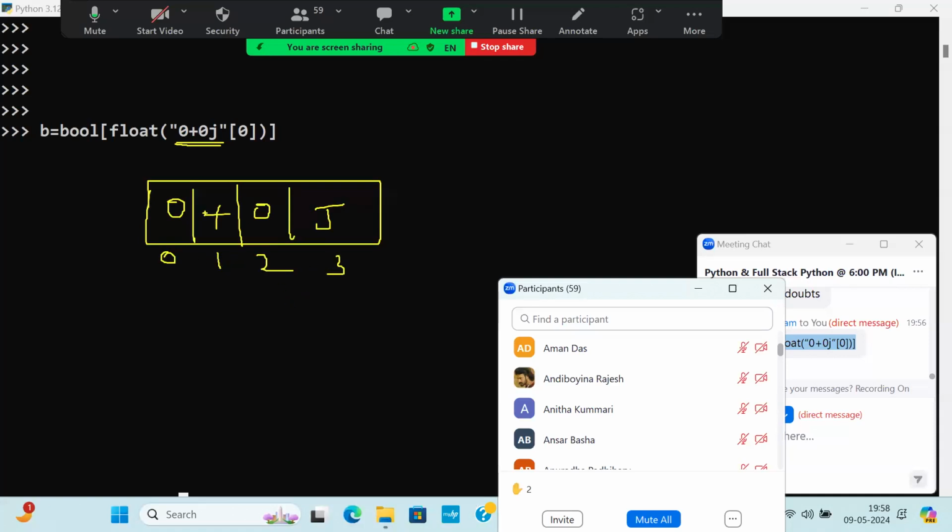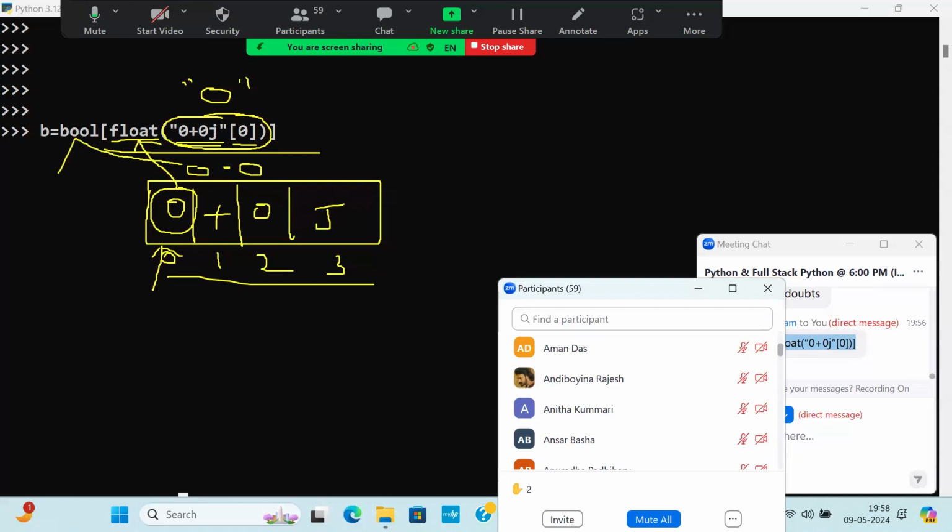From this, what am I taking? The 0 index. So 0 means what is coming? This value will come. That will be passed to whom? Float. This entire result will become 0. What type is it? String type, because I am taking the index. That I am converting into float type. That will become 0.0. And bool of 0.0 is what? False.